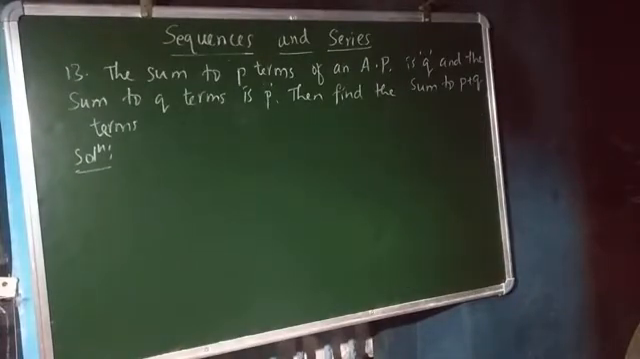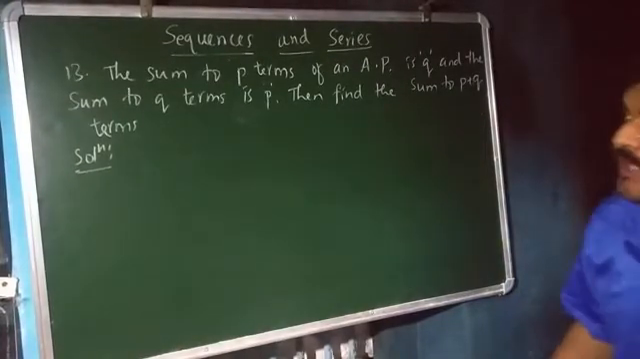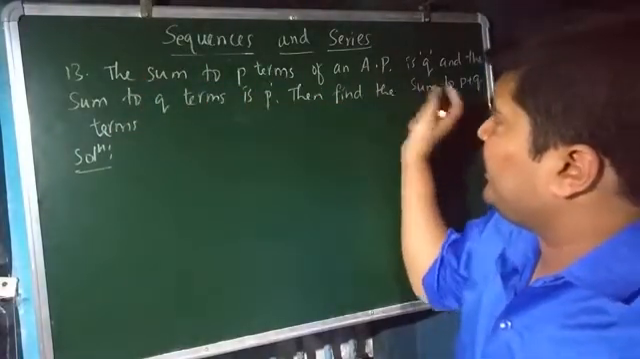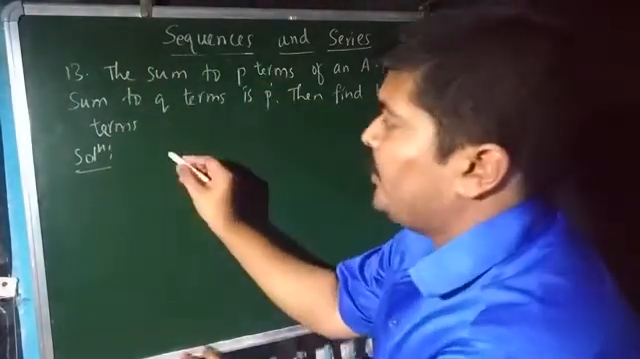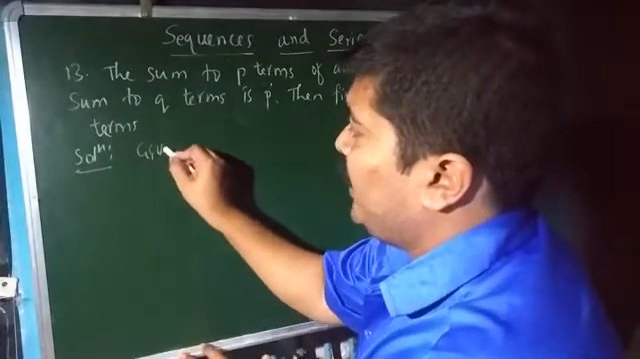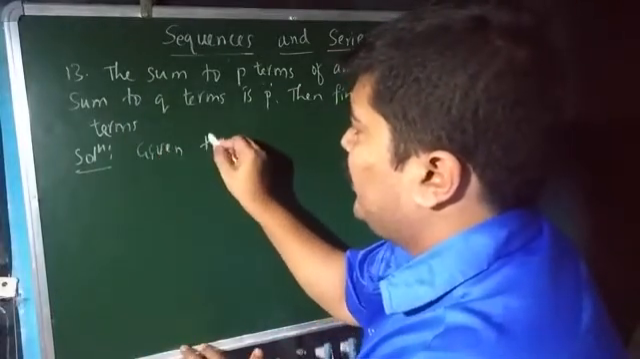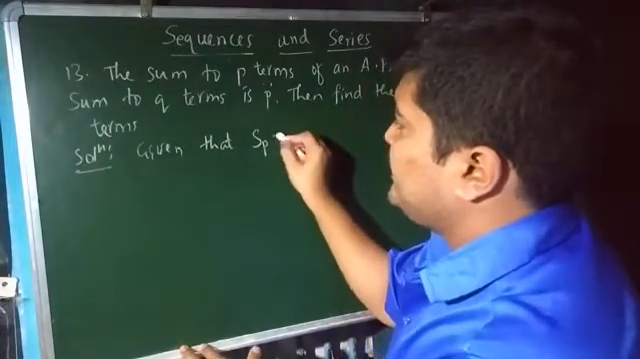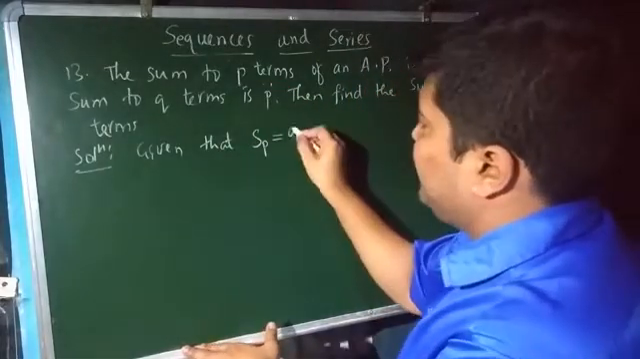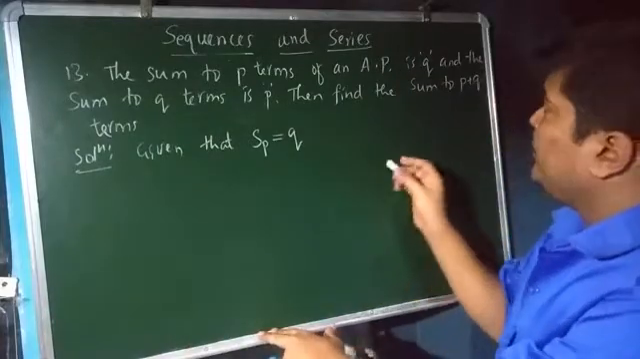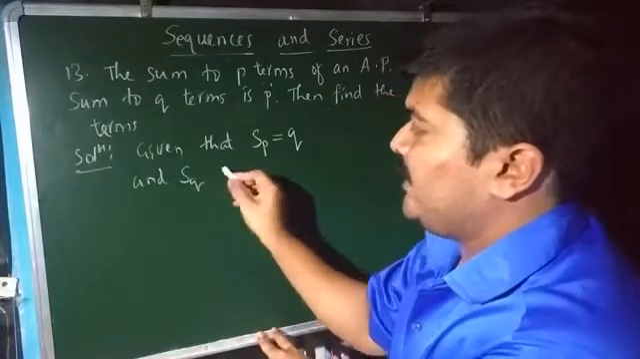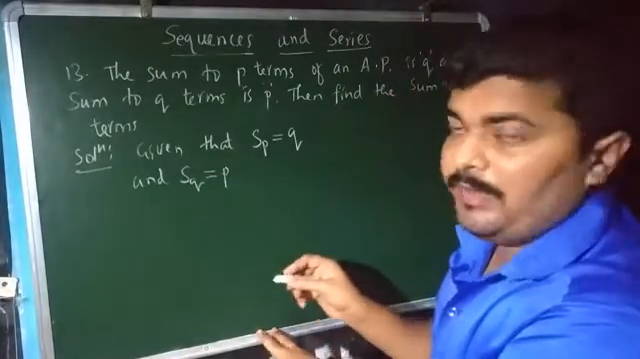Let me move on to the next problem, that is problem number 13, which states that the sum to p terms of an AP is q. That implies what? They have given that, or you can take let also, no issues at all. Given that sum up to p terms, that is indicated as SP, is equal to what they have given? They have given as equal to q, and sum up to q terms, that is indicated as SQ, is equal to p they have given, isn't it?